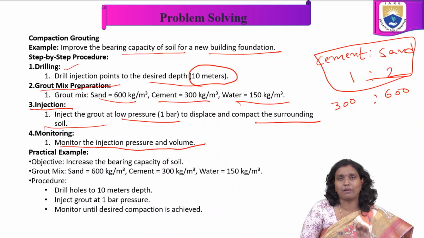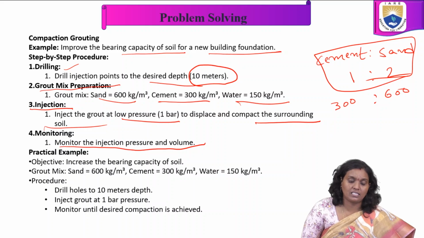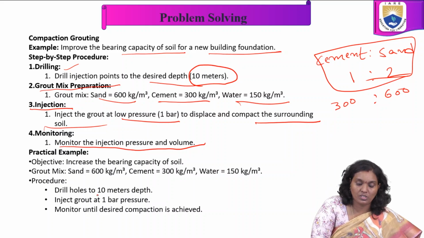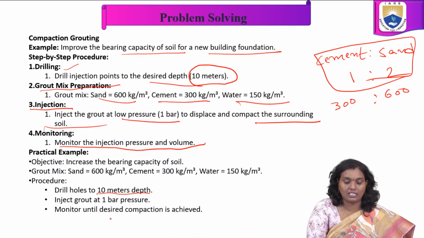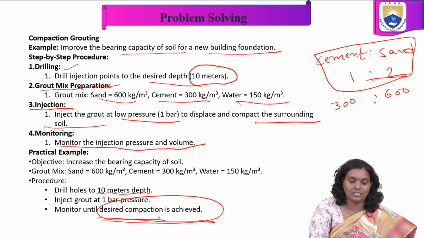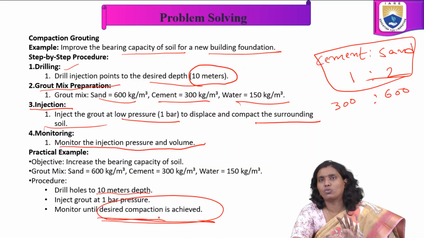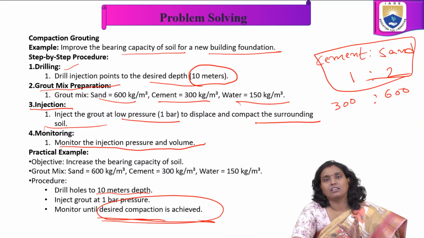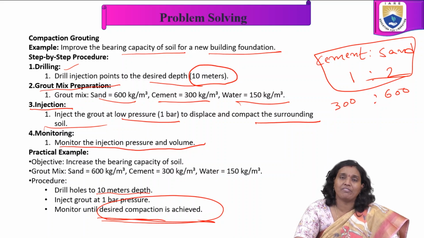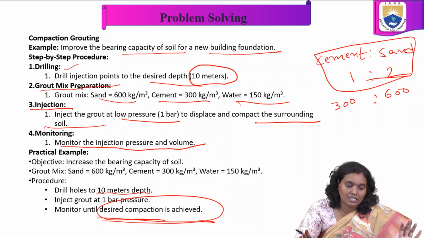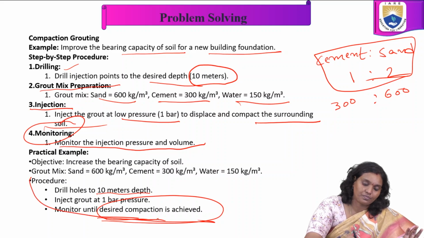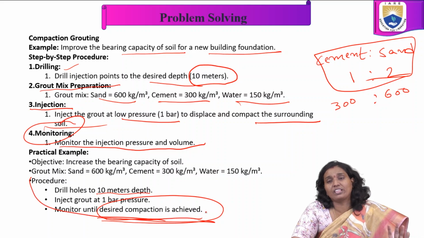This depends upon which type of problem statement. So in this, to increase the bearing capacity, we choose drill holes of 10 meter depth, inject and monitor until the desired compaction is achieved. Monitoring and quality control is very, very important for the longevity of the structure, and also for checking whether the desired properties are achieved or any modifications are required at any stage, whether in the mix proportion or otherwise. So this is an important step, that monitoring gives the desired properties.